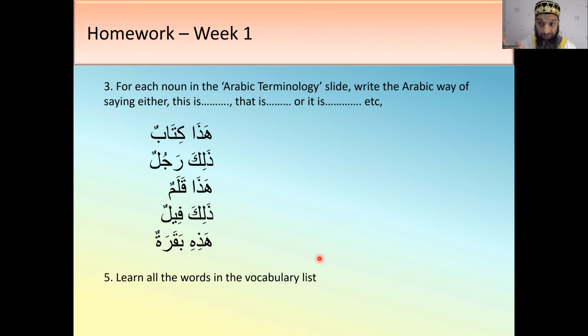Quite likely you'll forget it. If you learned it over the days, like the Saturday and the Sunday and Monday, and you went over it again and again, and you visited it many times, then inshallah it'll be sitting in your long-term memory.